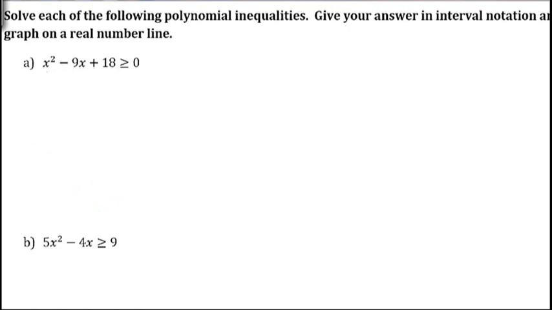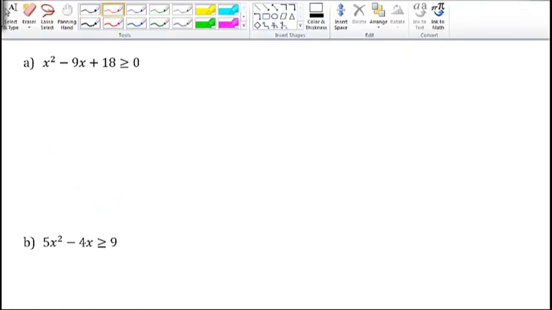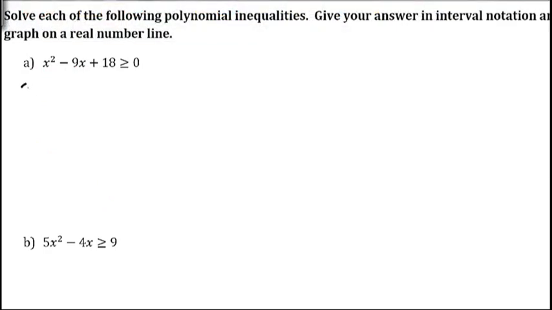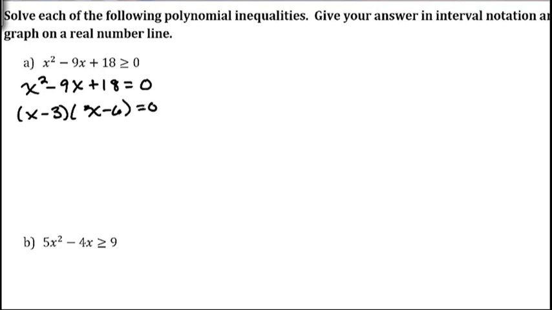So the first thing I need to do is figure out where this thing is crossing the x-axis. So I'm going to switch back to black. And the way that we do that is we set this equal to 0 and solve for x. So this one will factor. It factors as x minus 3 times x minus 6. And if you set x minus 3 equal to 0, you get x equals 3. And if you set x minus 6 equal to 0, you get x equals 6. So we're going to put 3 and 6 on our number line.